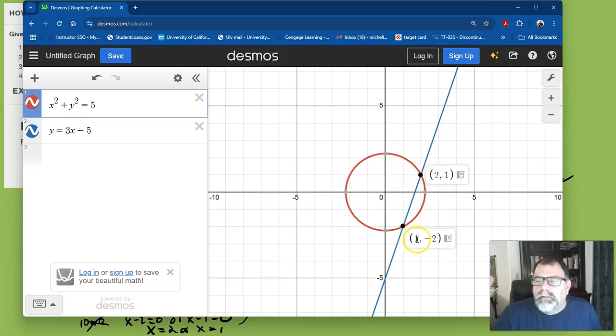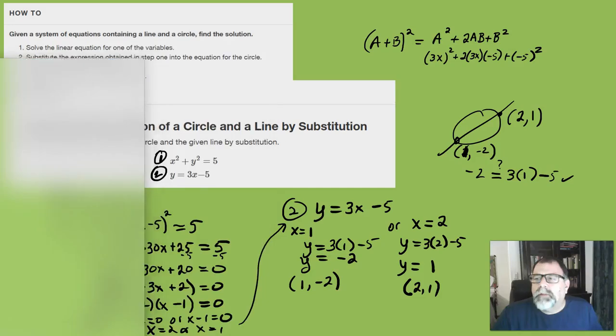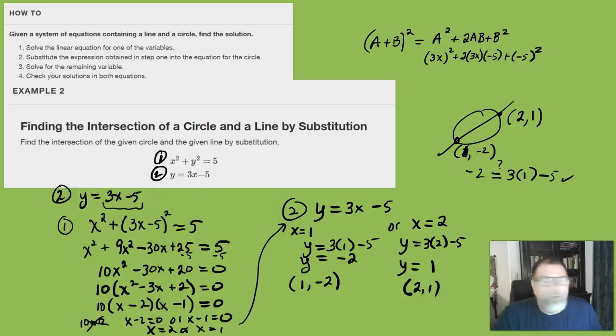2, 1, and 1, negative 2. I believe that's what we had. Okay, so our solution set is the 2 points, the 2 ordered pairs.